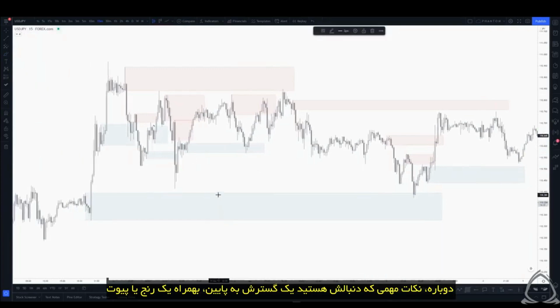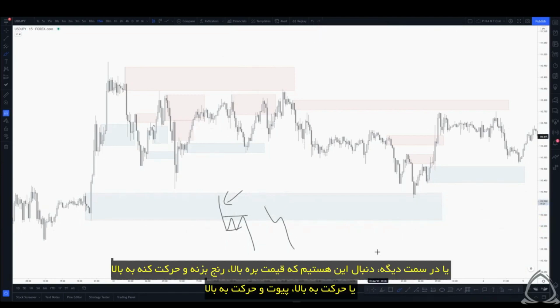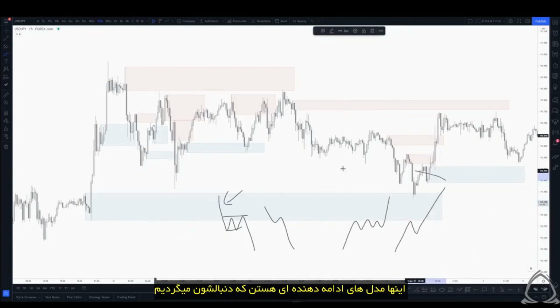Again, the main things that you're looking for are an expansion to the downside followed by either a range or a pivot, and that would create our continuation models. Or on the flip side, we'd be looking for price to move to the upside, range, and then move to the upside, or price to move to the upside, pivot, and then move to the upside. These would be our continuation models that we would be looking for.